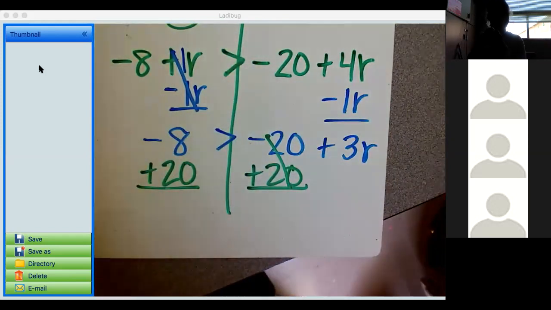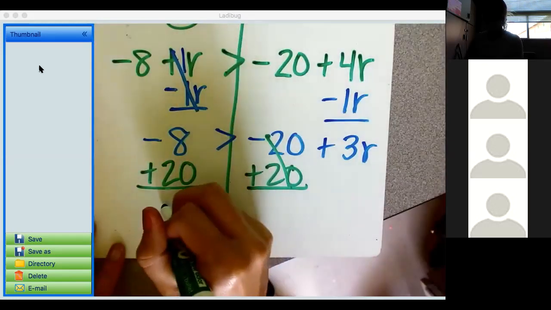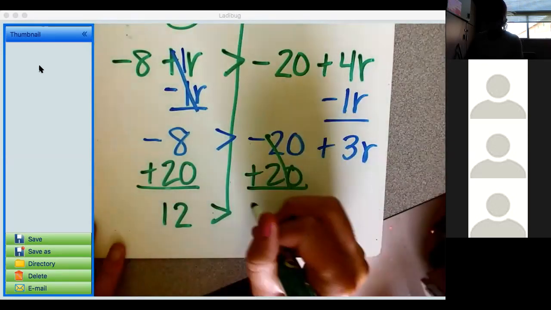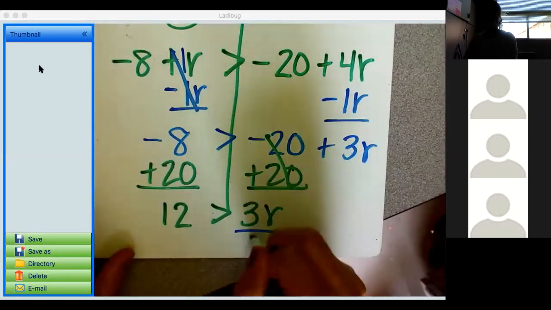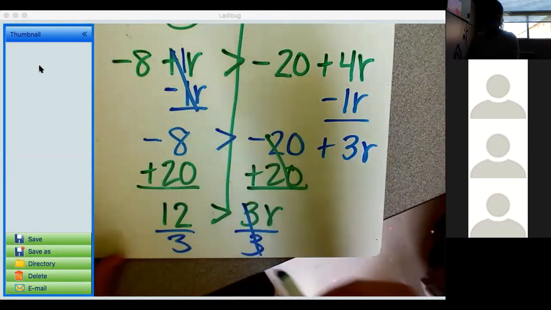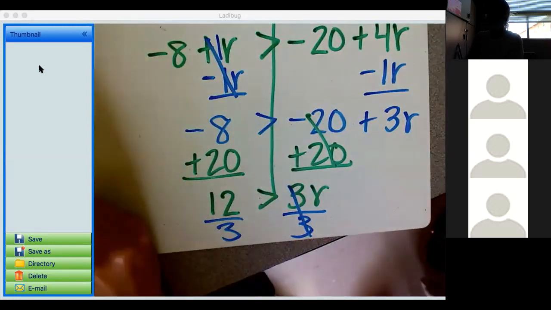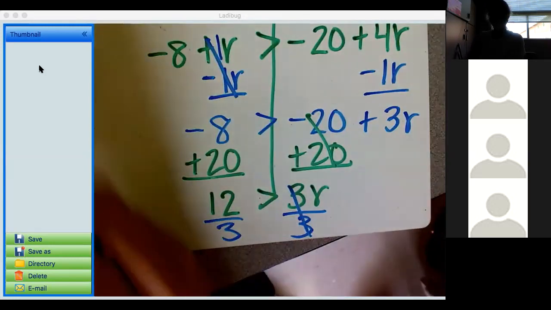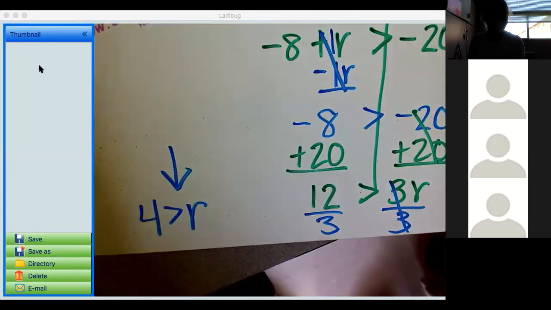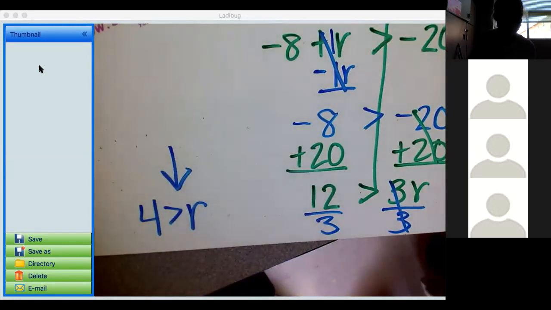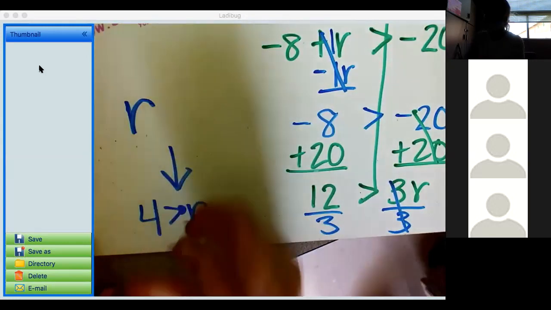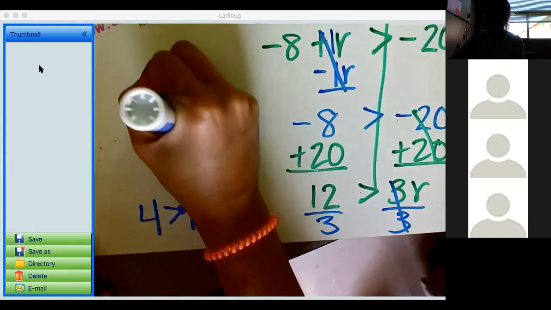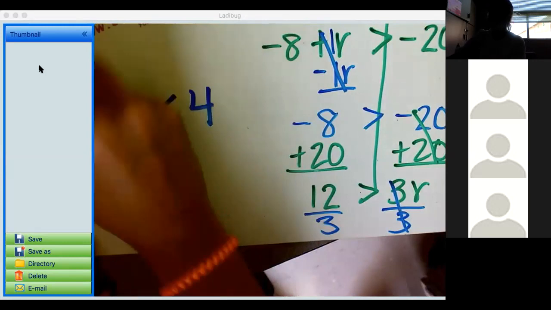20 and negative 8. What do those make? Yeah, 12. Positive 12. Good. And then how do I get R by itself? Divide by 3. And Jordan's over here saying 4. So look, this is 4 greater than R. If it's multiple choice, I'm probably going to have the R in front because that's how you need it to graph. So the point is facing the R. So it should be R less than 4.